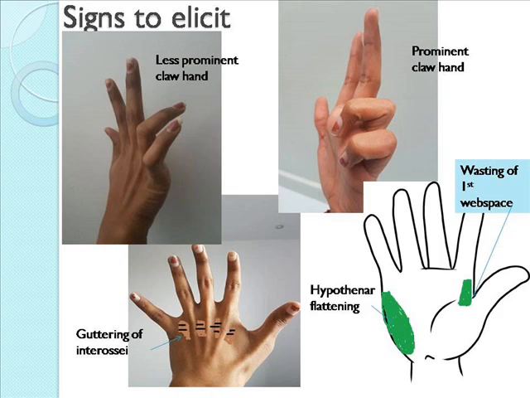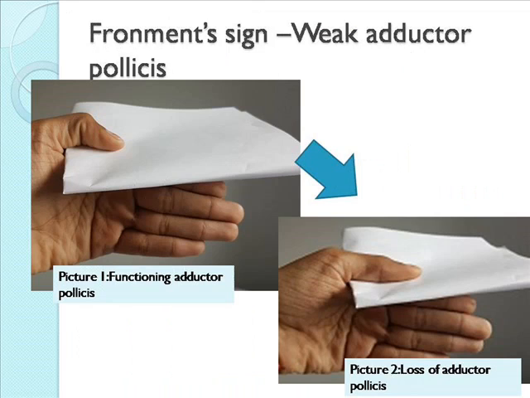On inspection, there will also be guttering of the interossei muscles, wasting of the first web space, as well as hypothenar flattening and wasting. Froment sign test for adductor pollicis.